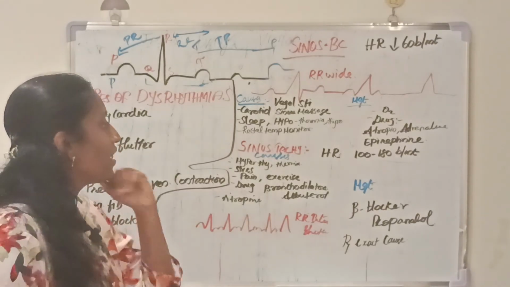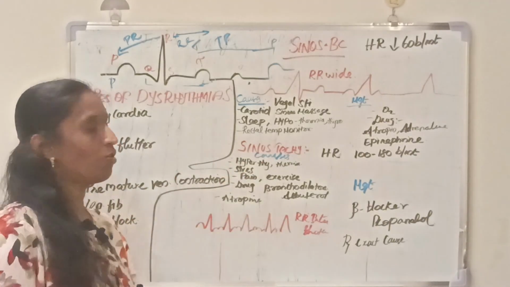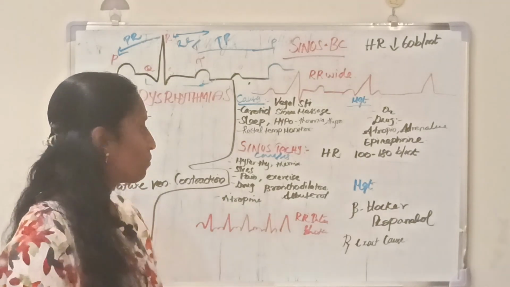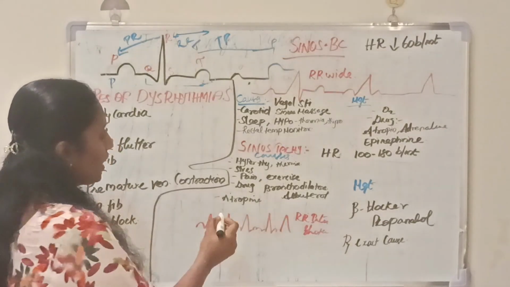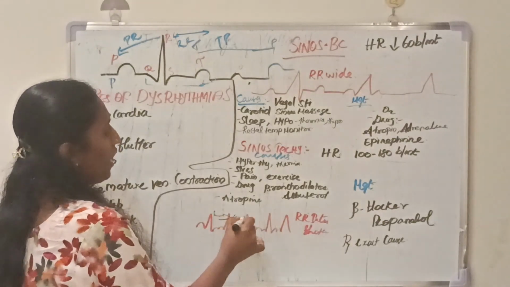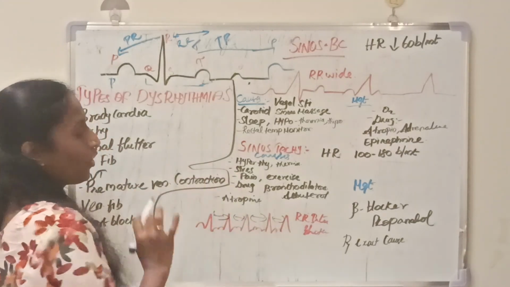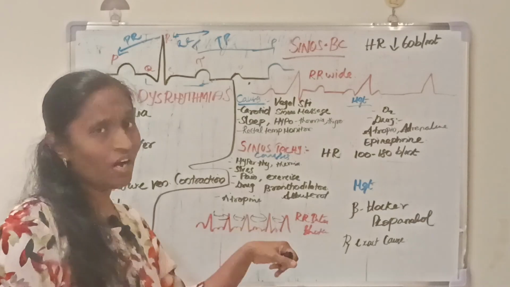Understand? Okay. The next is sinus tachycardia. In sinus tachycardia, the rhythm is normal but the heart rate is above 100, up to 180 beats per minute. You can see the interval between the RR waves is shorter, so there is a smaller interval and a higher heart rate.